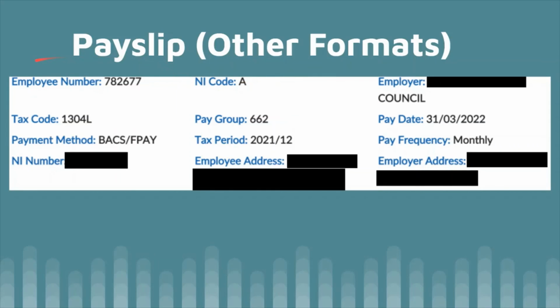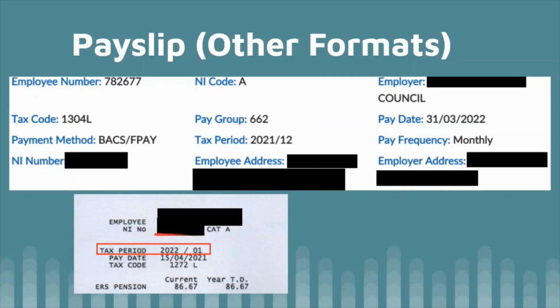It might have some extra information such as an employee number and a pay group, and that would be really in larger organisations with lots of employees and workers to distinguish who the individual is and in what department, section or area they are working in. Might also include an employee address and also an employer address.